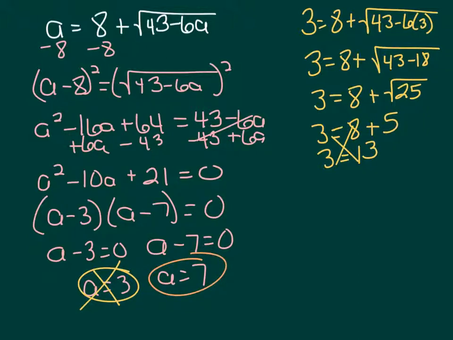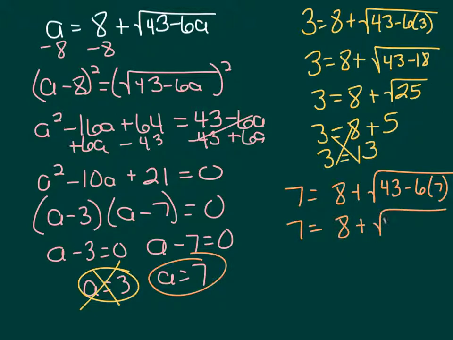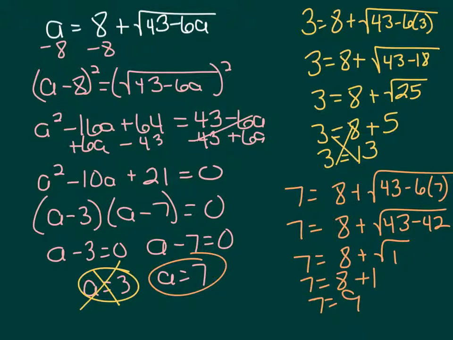So let's try the other one. Let's try 7. 7 equals 8 plus the square root of 43 minus 6 times 7. So 7 equals 8 plus, then you have 43 minus 42. 7 equals 8 plus the square root of 1. 7 equals 8 plus 1, which is 9. That's not true either. Neither one of our answers work, which means it is no solution, because nothing actually works with this one.